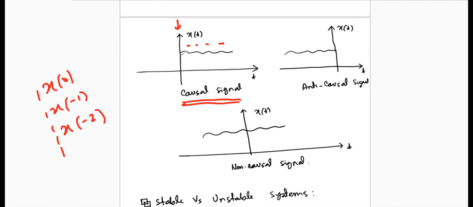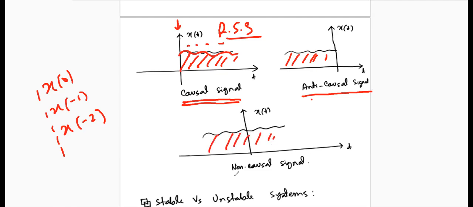A causal signal in the continuous time domain means the right-sided sequence. This is called a right-sided sequence. So a right-sided sequence is known as a causal signal. The left-sided sequence is known as an anti-causal signal. Left-sided means the past samples. And a both-sided sequence is known as a non-causal signal. Be careful about the system and the signal.